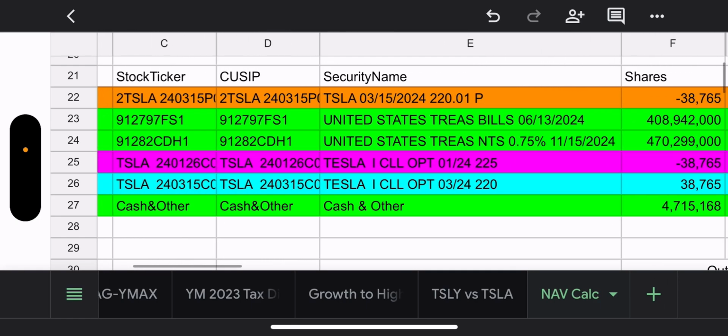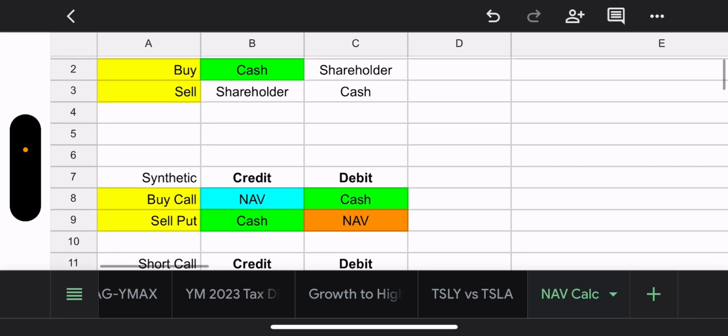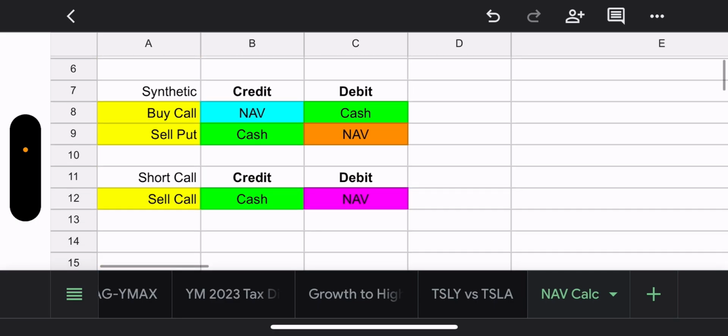So again, in the end, quick summary. How did this fund start? Well, they created it and then people bought. So people bought it and then that money went to cash, okay? And by the way, if people sell it, credit goes to shareholder, debit comes from cash, okay? So as people sell, yes, we need the cash to provide them, all right?